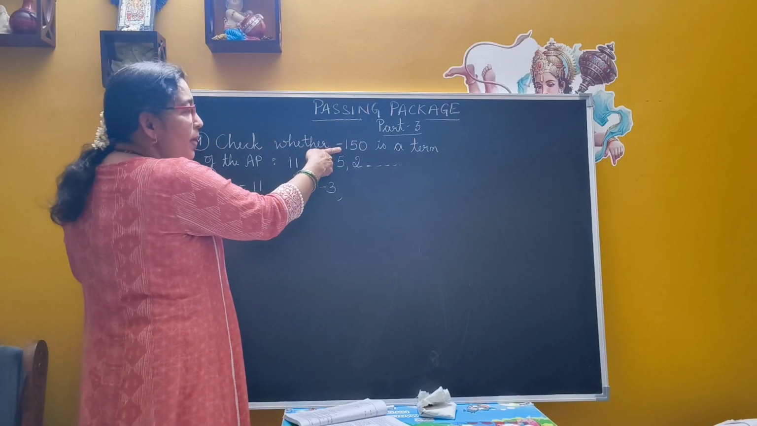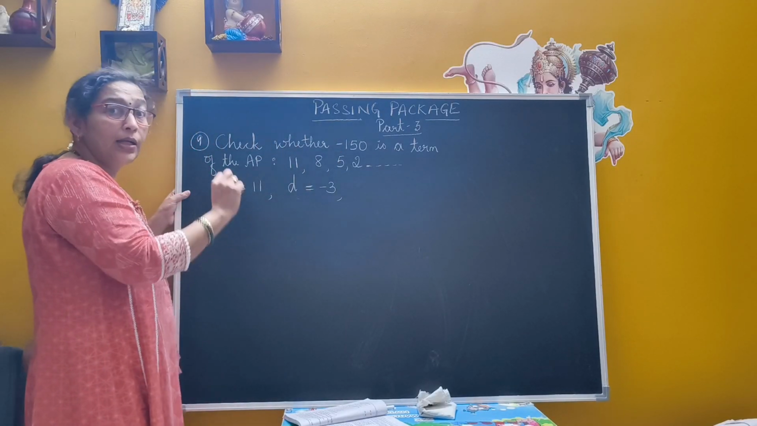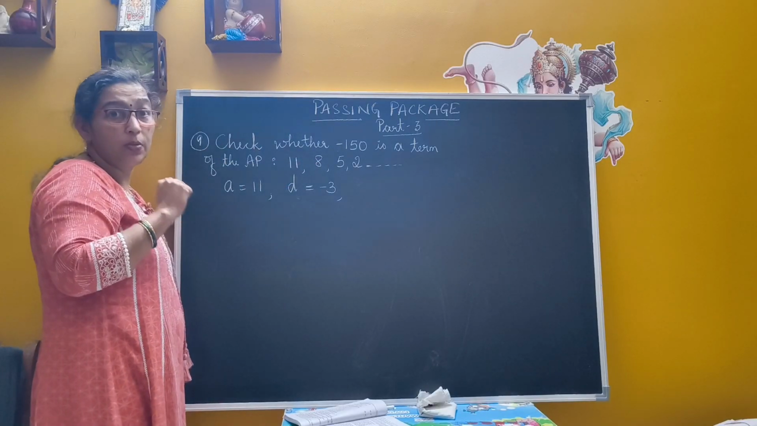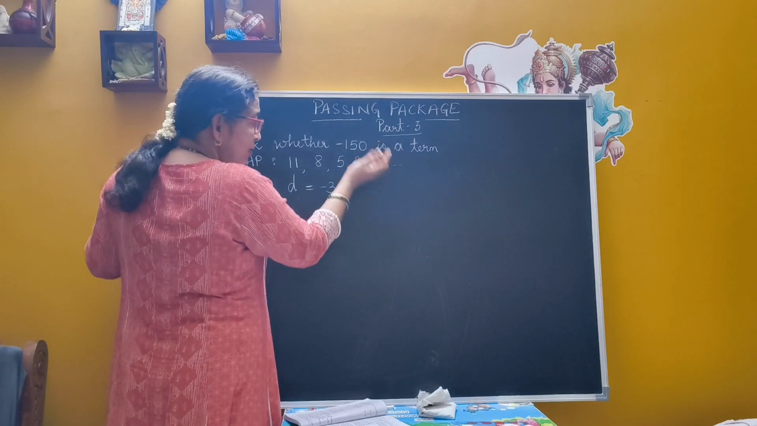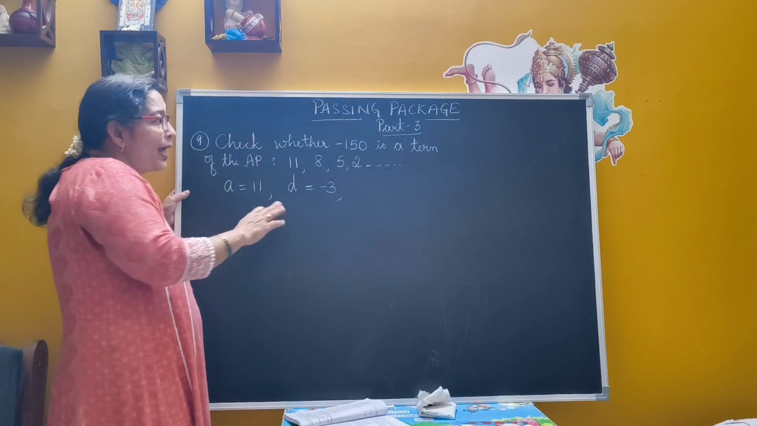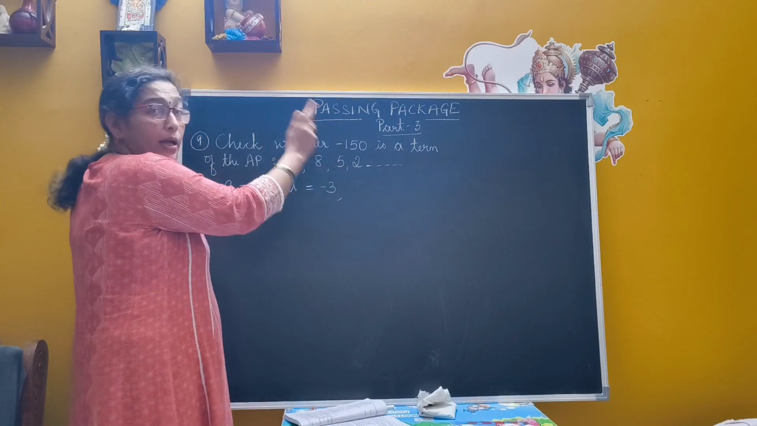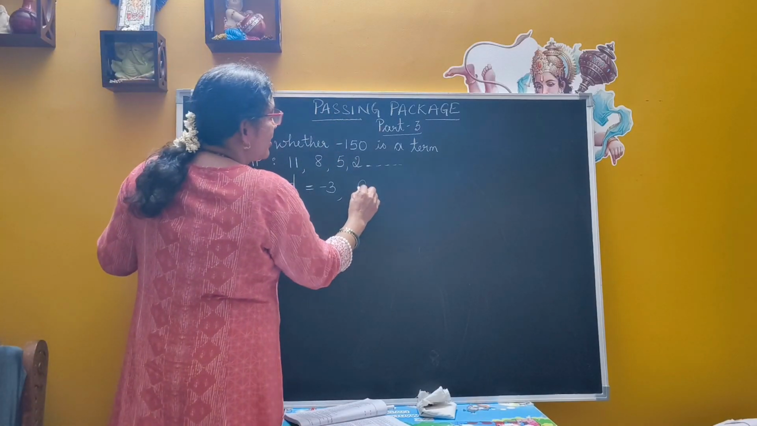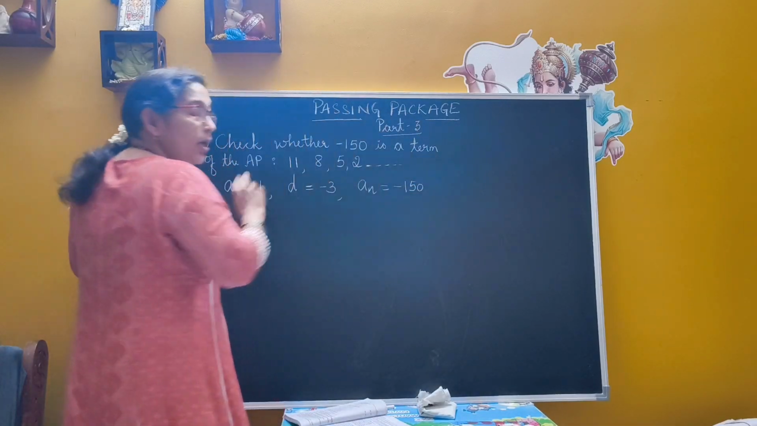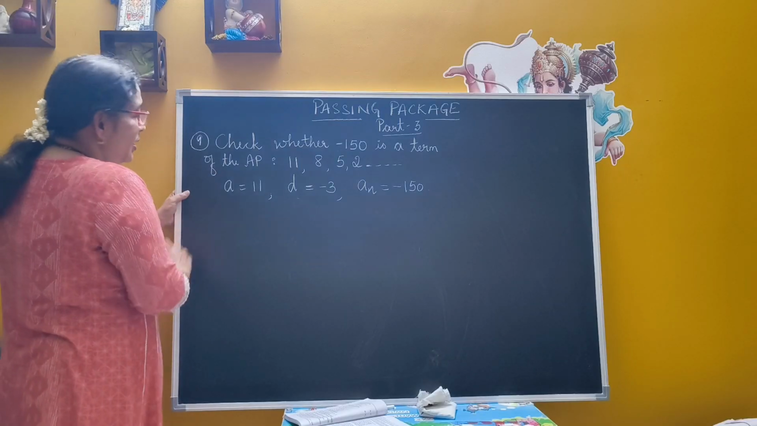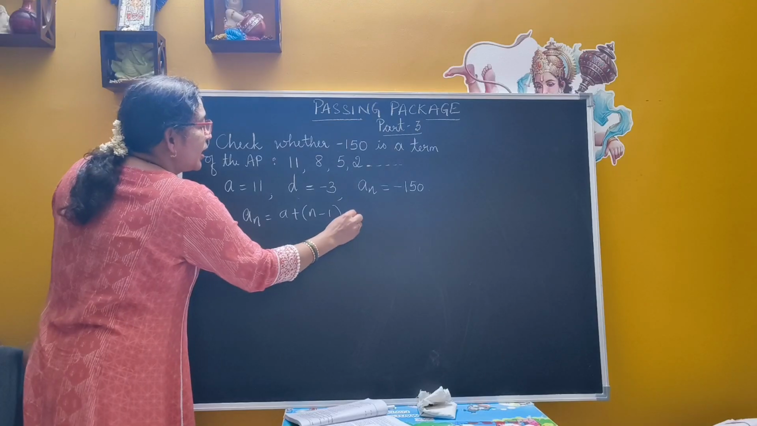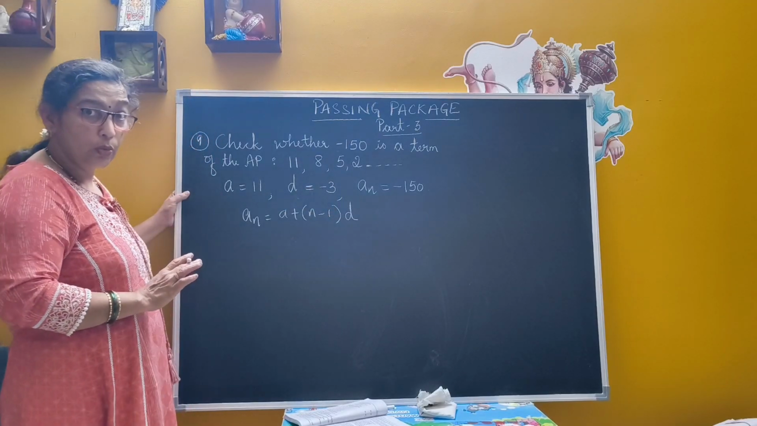And what is this minus 150? It is given that it is a term. We need to check whether minus 150 comes in this AP or not. So let us assume that An is equal to our last term, minus 150. Okay, so let us consider An as minus 150. What is the formula? Formula is An is equal to A plus n minus 1 into D. This formula all of you know.